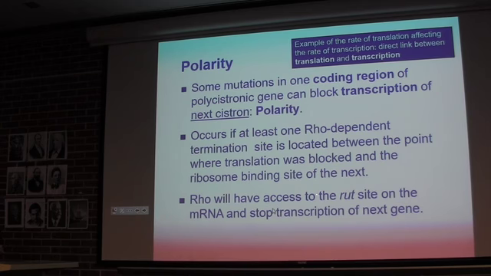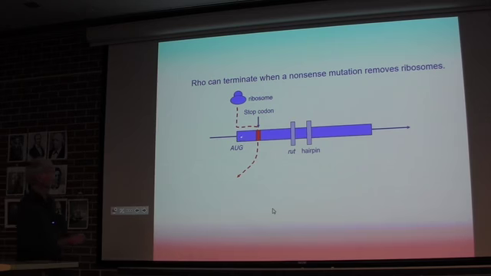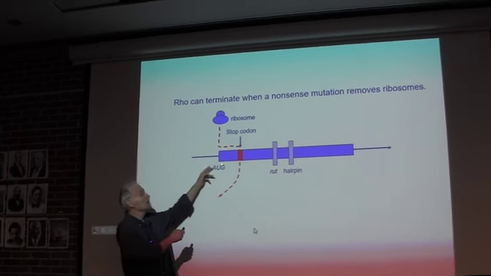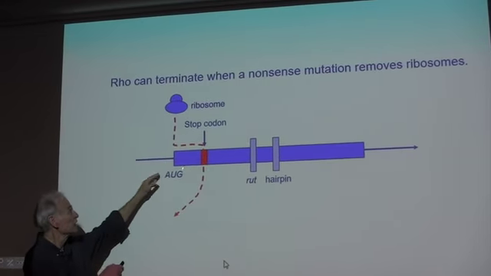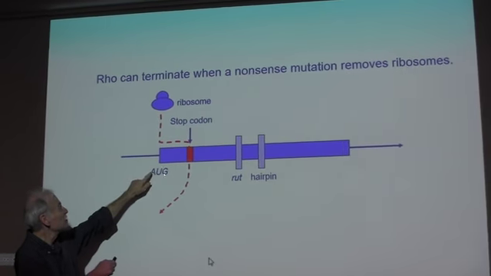Rho needs to have access to the rut site on the mRNA, and it will in turn cause termination of transcription in all the following genes. This doesn't mean a lot till you see the picture. So this is the normal AUG or ATG, depending on whether it's RNA or DNA. This is the RNA since I wrote AUG.